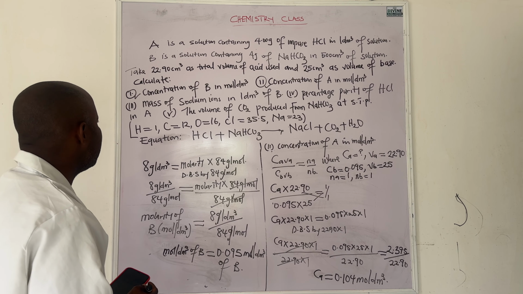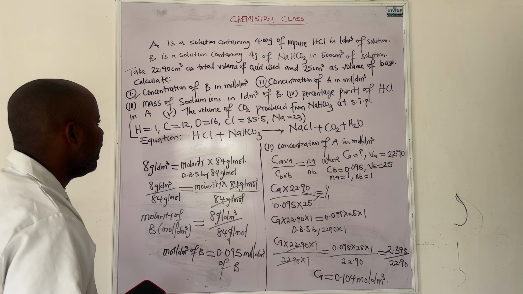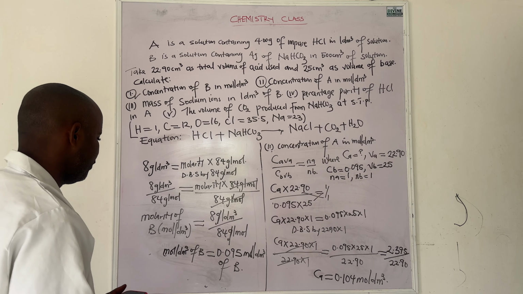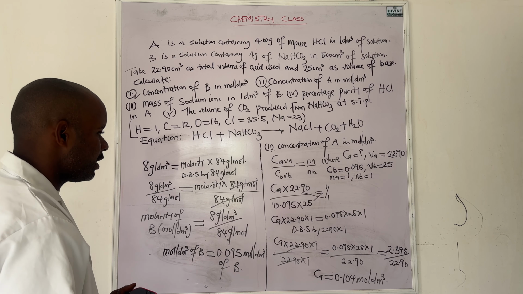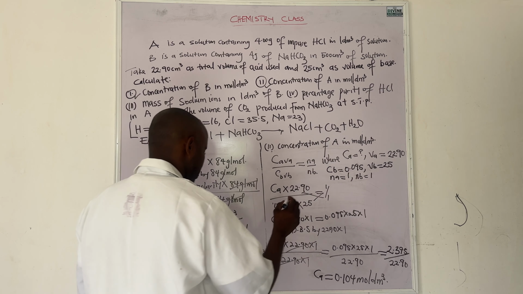So the next question is the mass of sodium ions in 1 dm cube of B. So in this now, let's write out this concentration. So we're going to use it.